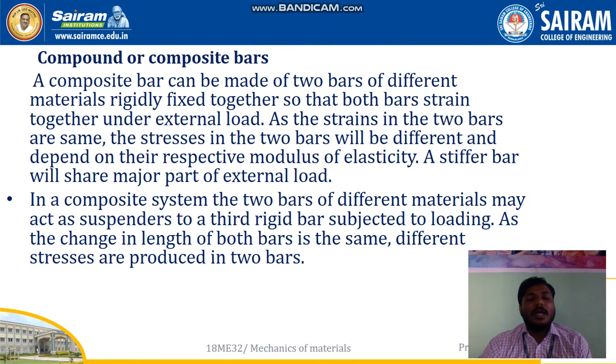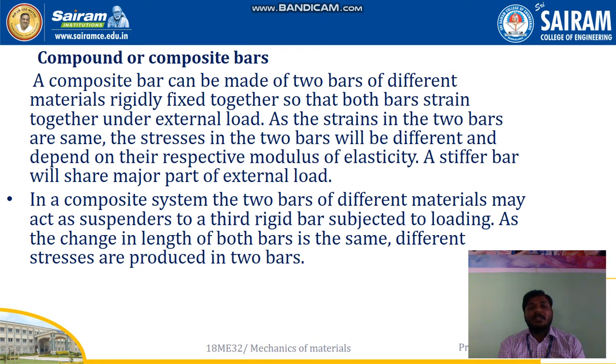When we are discussing a composite bar with two different materials rigidly fixed together under the external load, the strains in the two bars will be the same. Both materials are different, but under the external load the strain in the two bars is the same. The stresses in the two bars will be different, depending upon the modulus of elasticity of that particular material. No need to get confused here: in both bars the strain will be the same, but the stresses will differ with respect to the modulus of elasticity of the material.